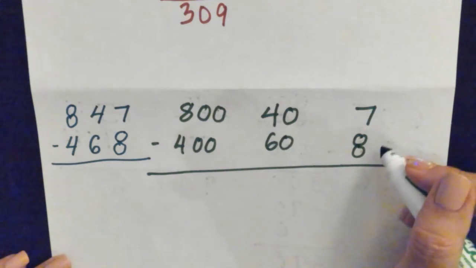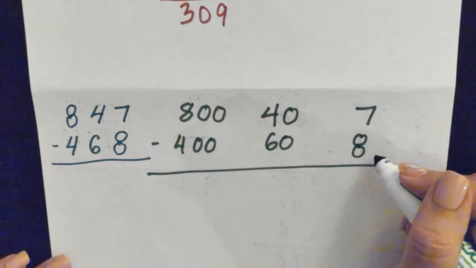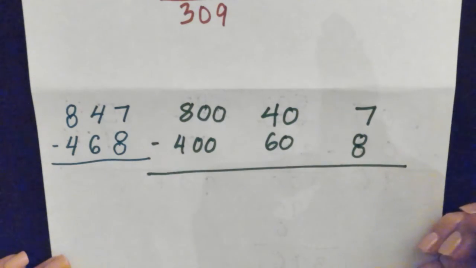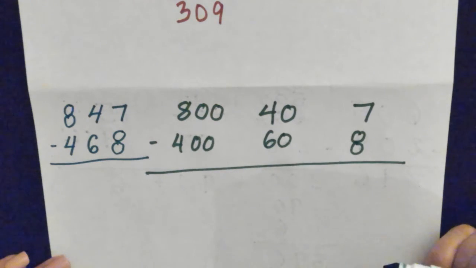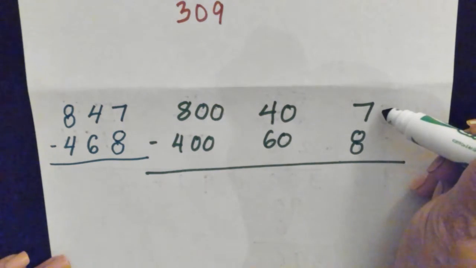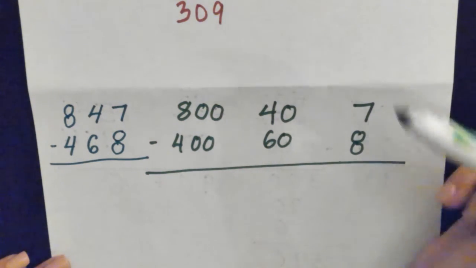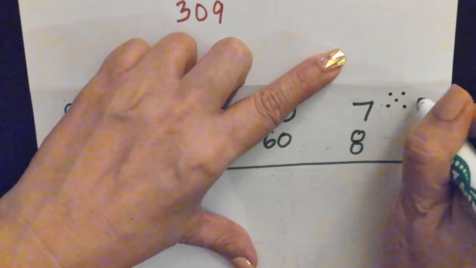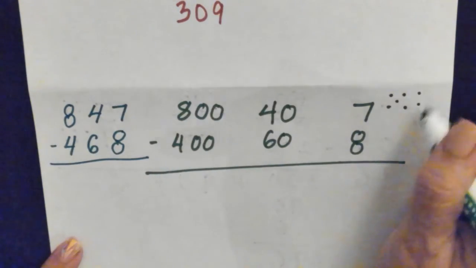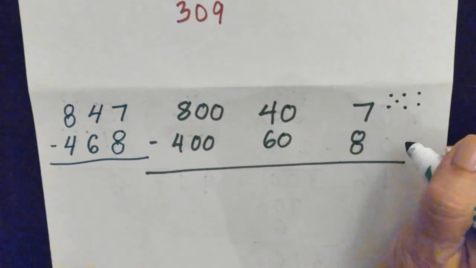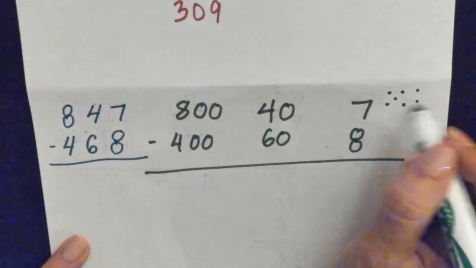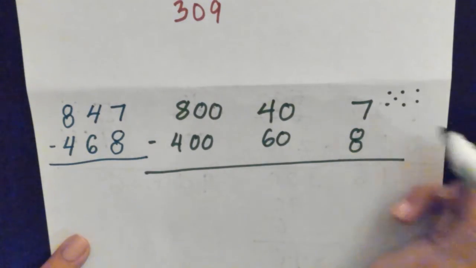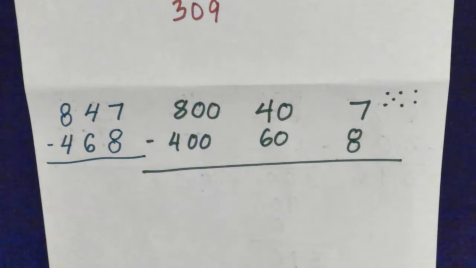Now, can I do 7 minus 8? No. Why is that? Think about it. Yeah, because this number is smaller. I only have 7. Look, I only have 7. 1, 2, 3, 4, 5, 6, 7. I don't have 8 to take away from the 7. So I have to, remember in that previous model, the pictorial model?